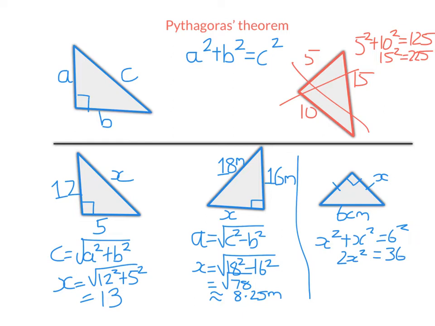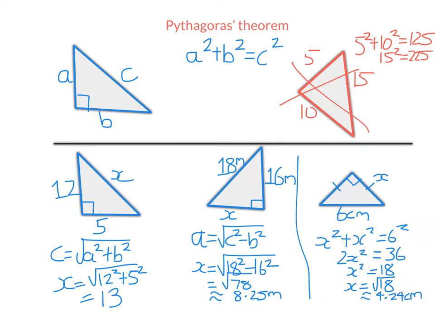I now just need to solve this equation by undoing everything that's been done to x. So the first thing I'm going to do is divide each side by 2. And then the way I undo squaring is square rooting. So x equals square root of 18 is the exact answer. And if I put it on my calculator, I get about 4.24. That's the rounded answer, 4.24 centimeters.